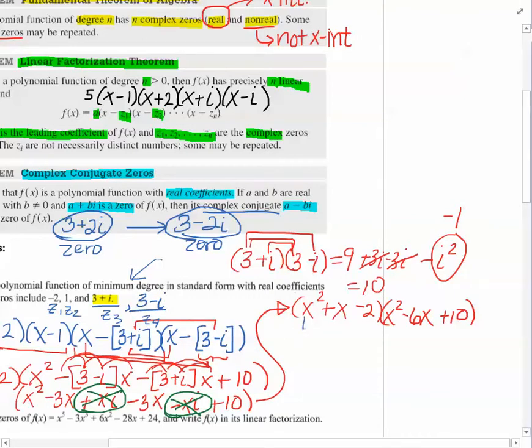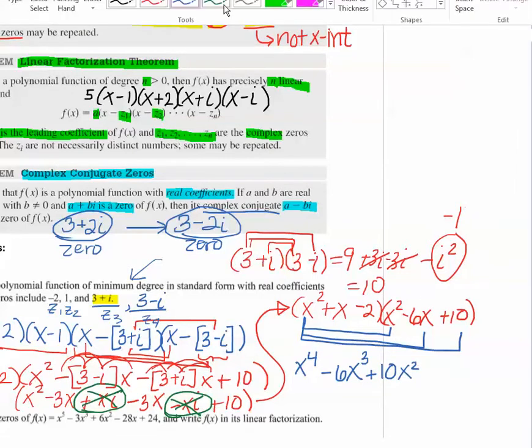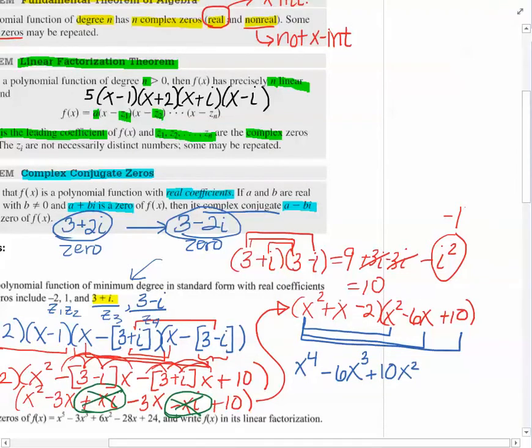Just one step at a time. I'm going to first distribute the x squared. We get x to the 4th minus 6x cubed plus 10x squared. Okay, next I'm going to distribute the x to everybody. Think of this as just 3 distribution problems. And when I distribute the x, I'm going to put like terms underneath each other.